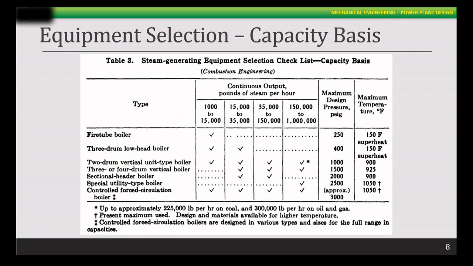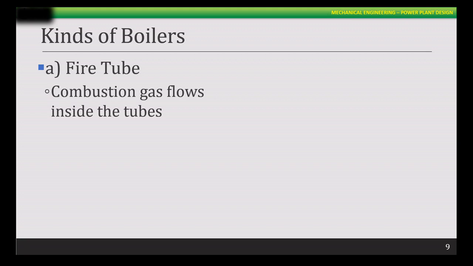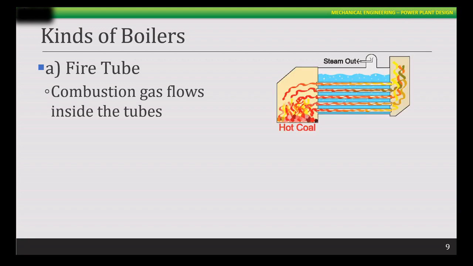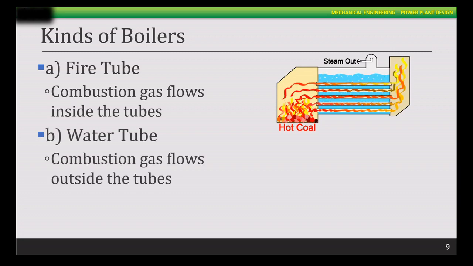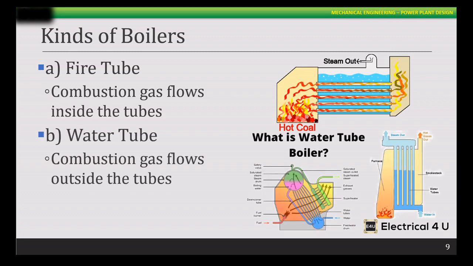Anyway, we will not dwell on it, but just take note that it has a table. So the kinds of boiler: fire tube, where combustion gas flows inside the tubes. Then water tube, where combustion gas flows outside the tube, so the water is inside. So check which tube comes first: if water, the water is flowing inside the tube; if fire, the fire or flue gases are inside the tubes. Okay, so just remember that so it's easy for you.